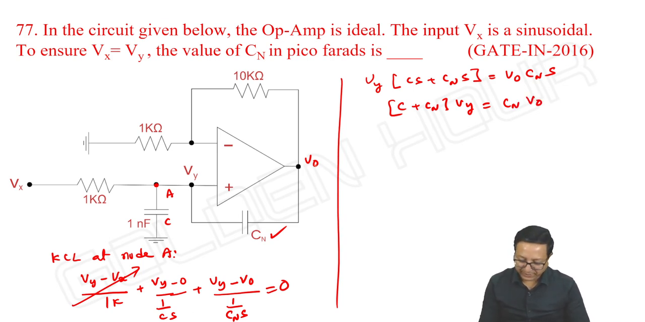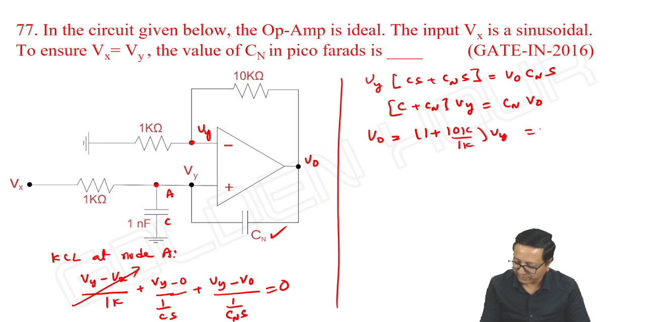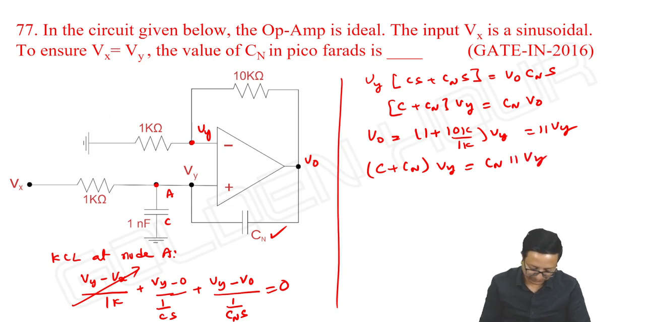So we need to find V output in terms of Vy. How to write V output? Anyway, due to virtual short, it is also Vy. So V output is equal to 1 plus 10k by 1k into Vy. That is 11 into Vy. So C plus Cn into Vy is equal to Cn into 11 times Vy. So here Vy cancels. So C plus Cn is equal to 11 Cn.